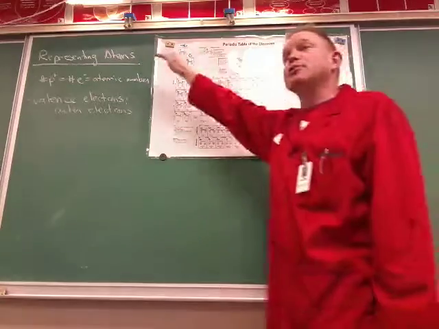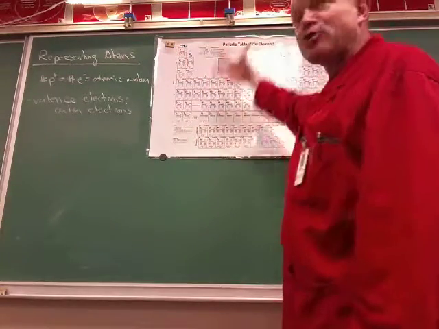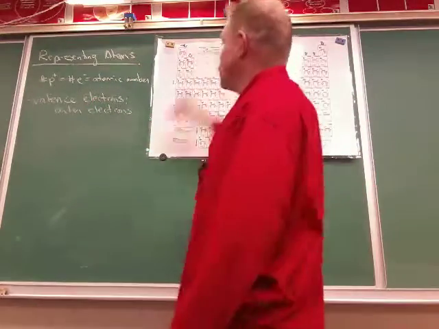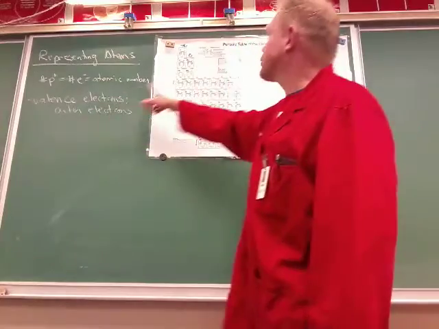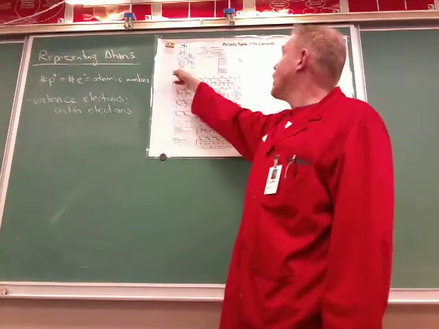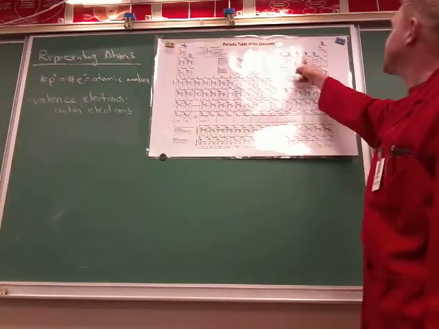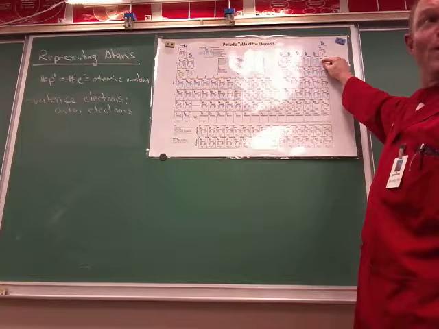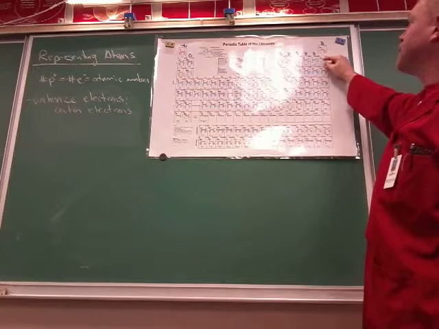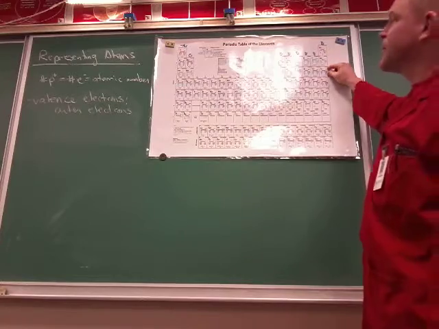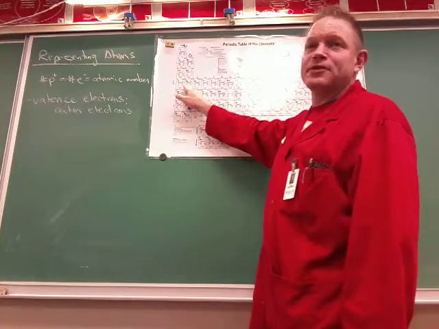The periodic table's shape is actually determined by those electrons. So 2 go into the first. How many electrons will go into the second? 8. 1, 2, 3, 4, 5, 6, 7, 8. So this tells me how many electrons go into each shell. How many will go into the third? 8. 8. And then we're going to stop at calcium.